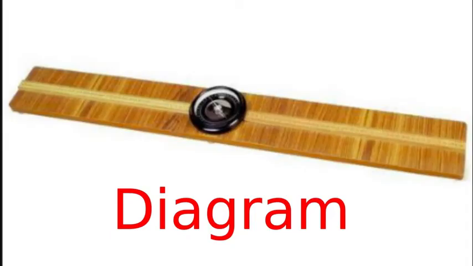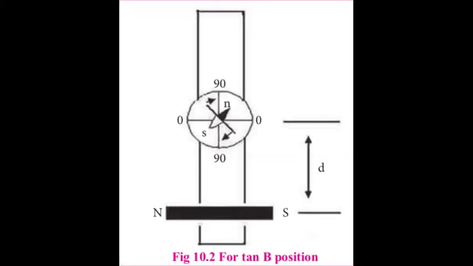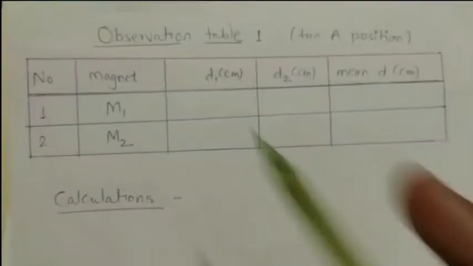This is the diagram of the deflection magnetometer. This is the diagram for tan A position. In this position, the magnet is parallel to the deflection magnetometer. Now, this is the tan B position, in which we are moving the magnet in a perpendicular manner with the magnetometer.